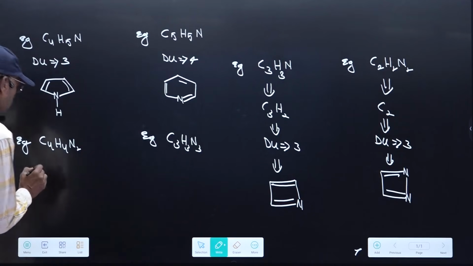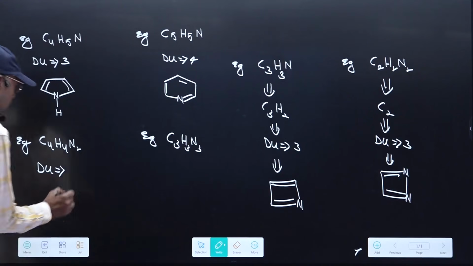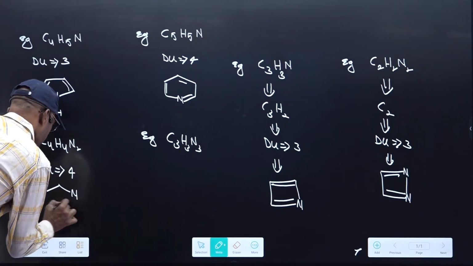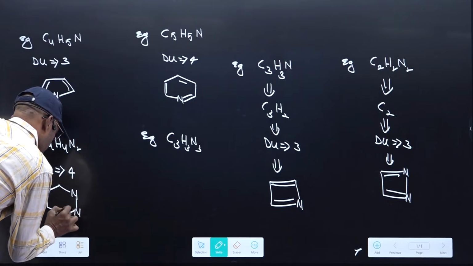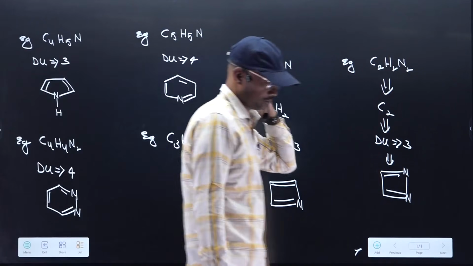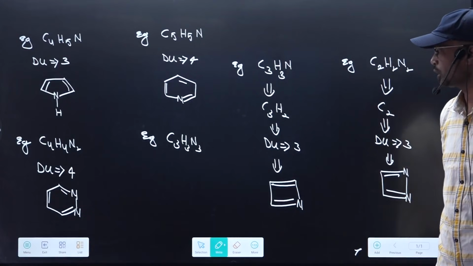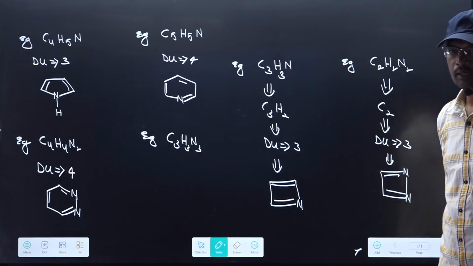Now 2 nitrogens are there. What about DU? C4H4N2. Is it 4? Yes, DU is 4. So diazine. In ane you will get for 2 nitrogens. Diazine, 1,2.